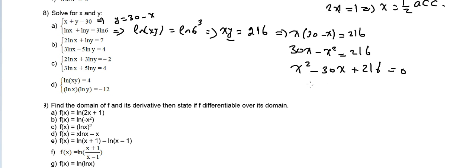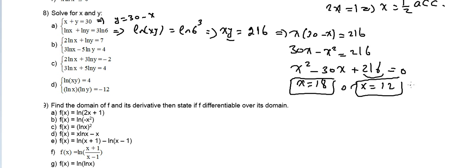We can find delta, right? And find the roots. The roots will be x equal to 18 times 12. 18 plus 12 is 30. That's correct. So it's x equal 18 or x equal to 12, right? First, we have ln x here, right? And ln y. So we have condition that x should be positive and y should be positive.